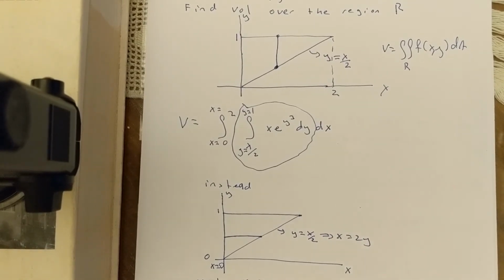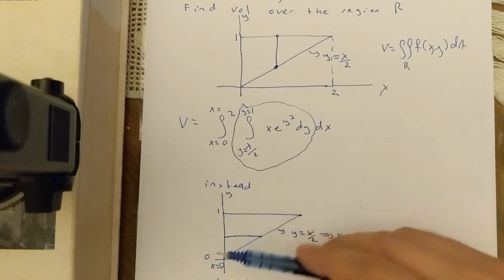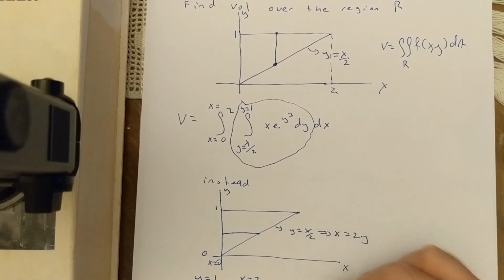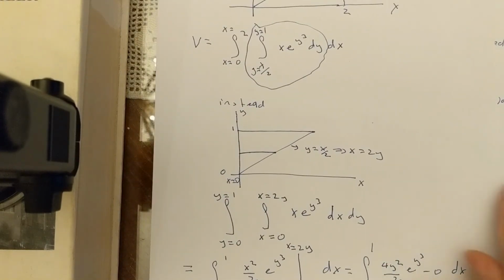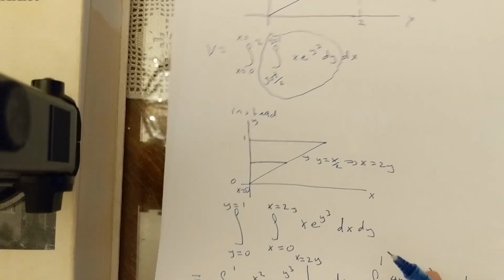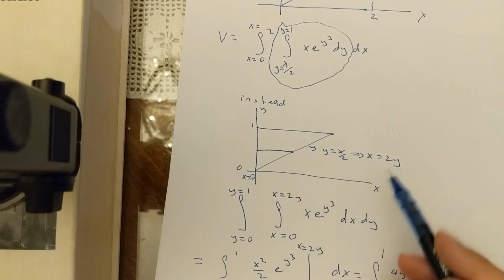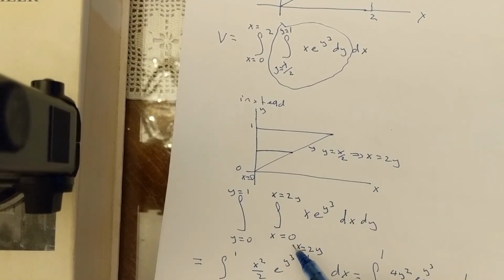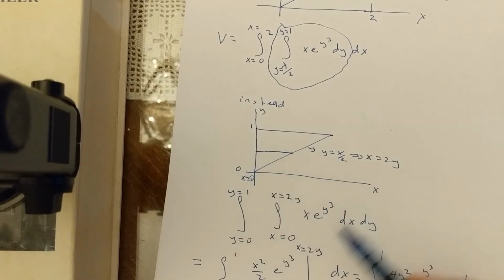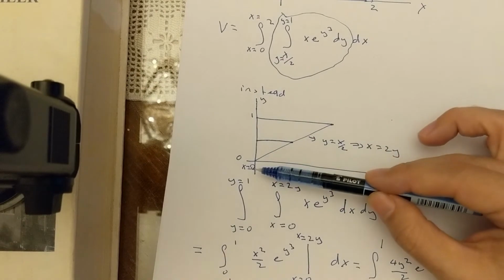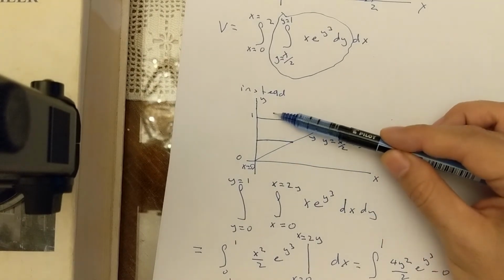And where is this going to range? Well, the horizontal elements are going to go from bottom to top, so they're going to go from 0 to 1. So again, right minus left. Right hand point is x equals 2y. Left hand point of the horizontal element is x equals 0, just the y-axis. And those horizontal elements are going to go like this.